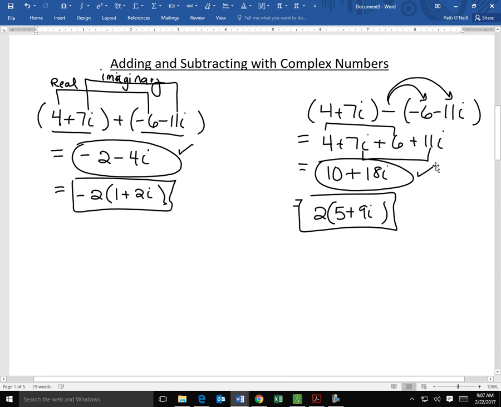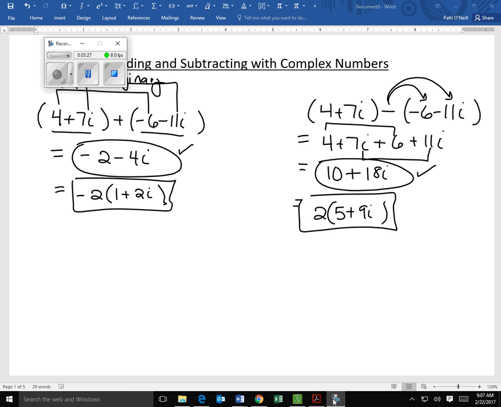So quick little couple examples on adding and subtracting with complex numbers. Hopefully they'll help you if you're stuck on some of your work.